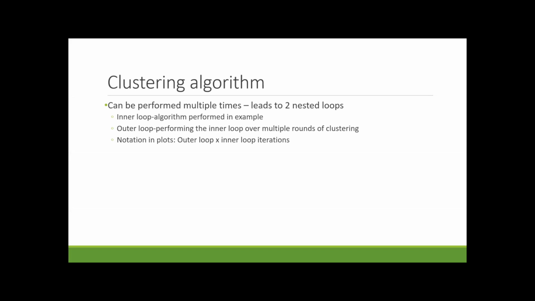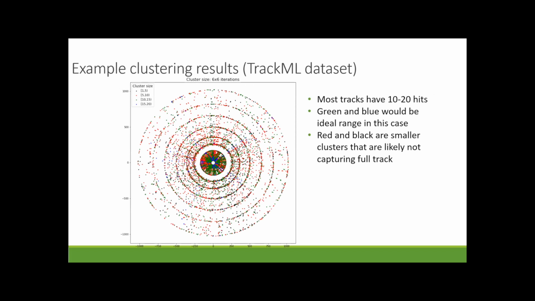So this is reflected in some plots that I'm about to show, where you have, just to show what the actual algorithm is doing, the outer loop by the inner loop iterations, just illustrating how much clustering is being done. So this is just an example of clustering being done over the TrackML dataset. Most of the tracks would have around 10 to 20 hits. You can see here all the green and blue clusters are 10 to 15 and 15 to 20 nodes per cluster. And you also have plenty of red and black clusters here. So those are ones that haven't been clustered fully. Most likely are incomplete tracks.